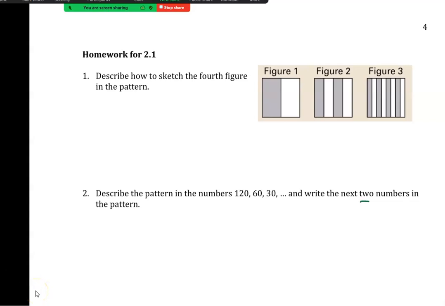Okay, in this video, we're going to do the homework for 2.1 and then the notes for 2.2. So it says, describe how to sketch the fourth figure in the pattern. So let's analyze these figures first off.